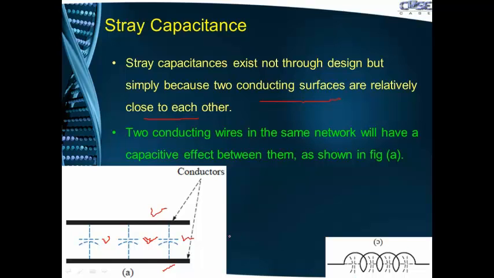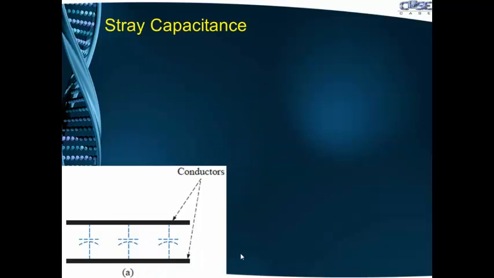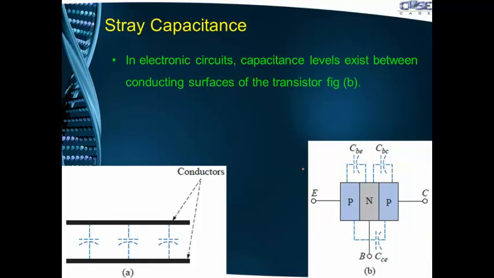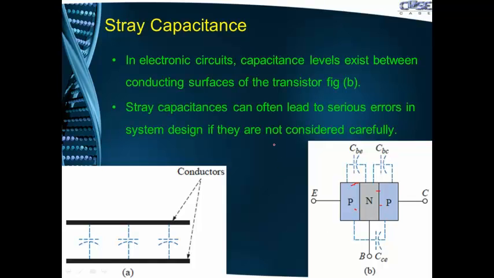So two conducting wires in the same network will have a capacitor effect between them as shown in figure A. Similarly, these stray capacitances are also created between the junctions of a transistor. Between each junction there is a capacitance. Between these two junctions there is a capacitance. Between this junction and this junction there is a capacitance created. So these stray capacitors can often lead to serious errors in system design if they are not considered carefully.